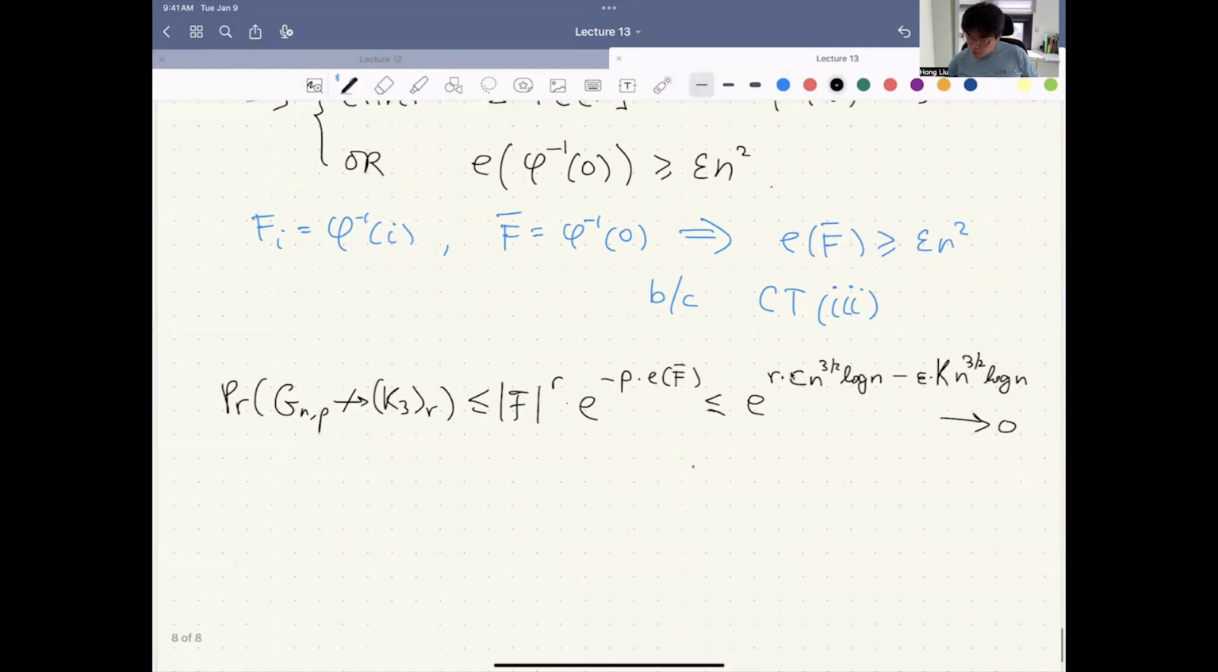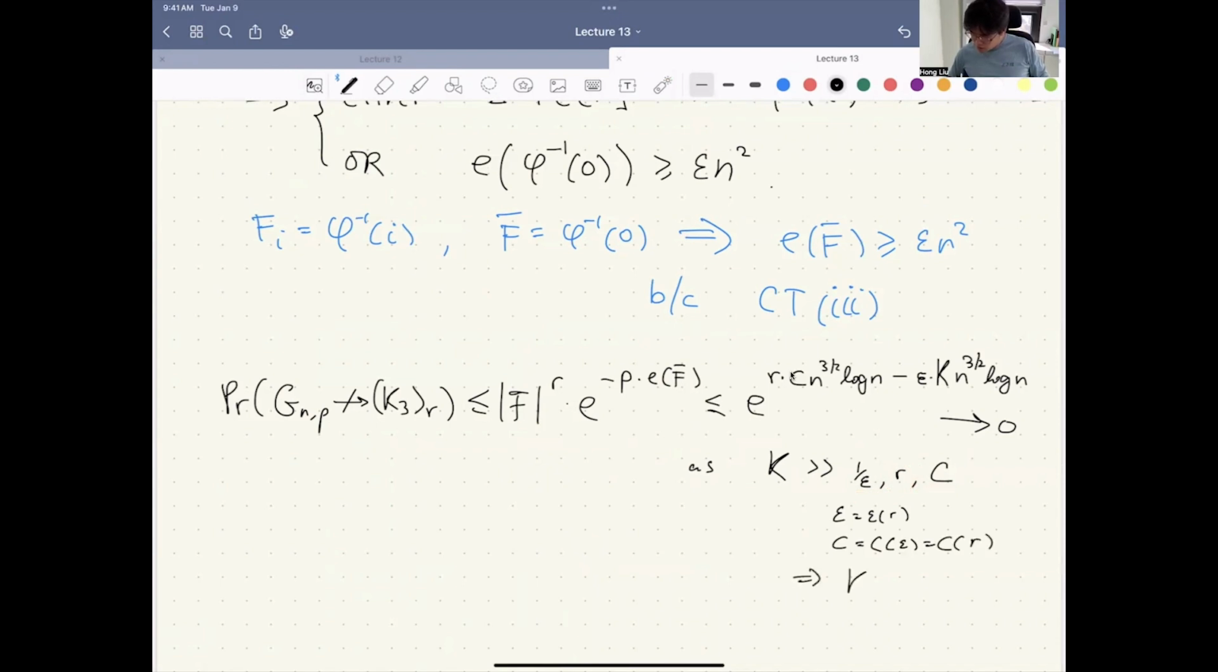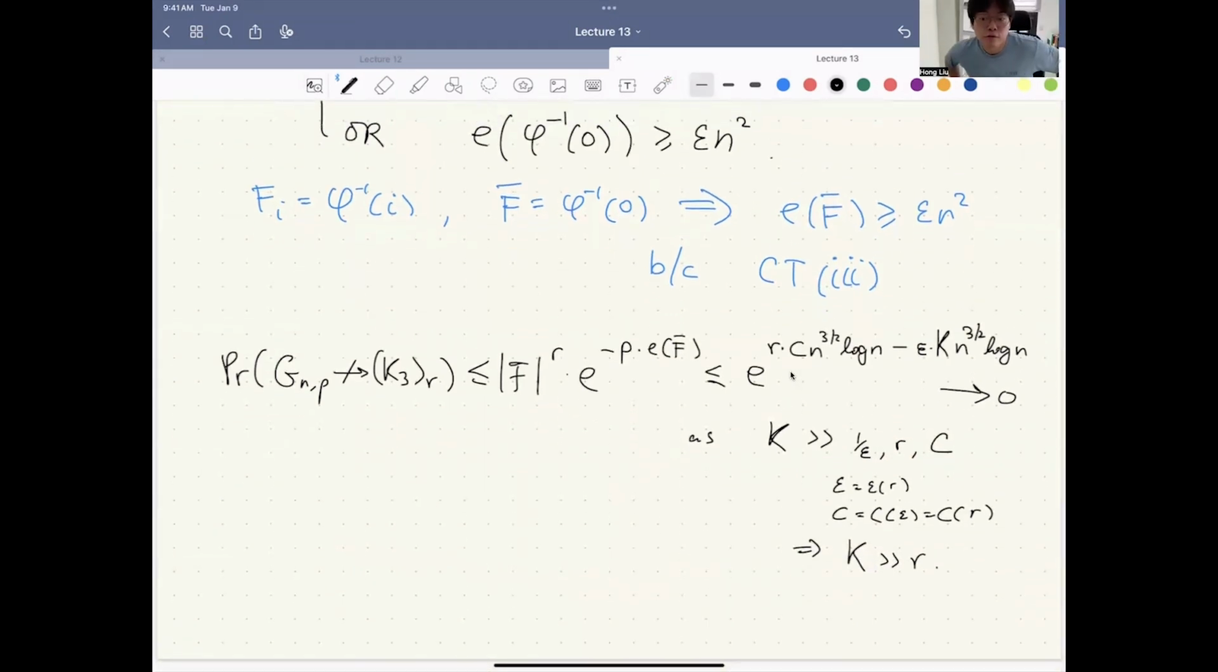This tends to 0 because k is sufficiently large in terms of epsilon, r, and c. But all of these actually depend on r only. Epsilon depends on r, c depends on epsilon, which depends essentially on r. That means we just need k to be sufficiently larger than r. That's what we want to prove.